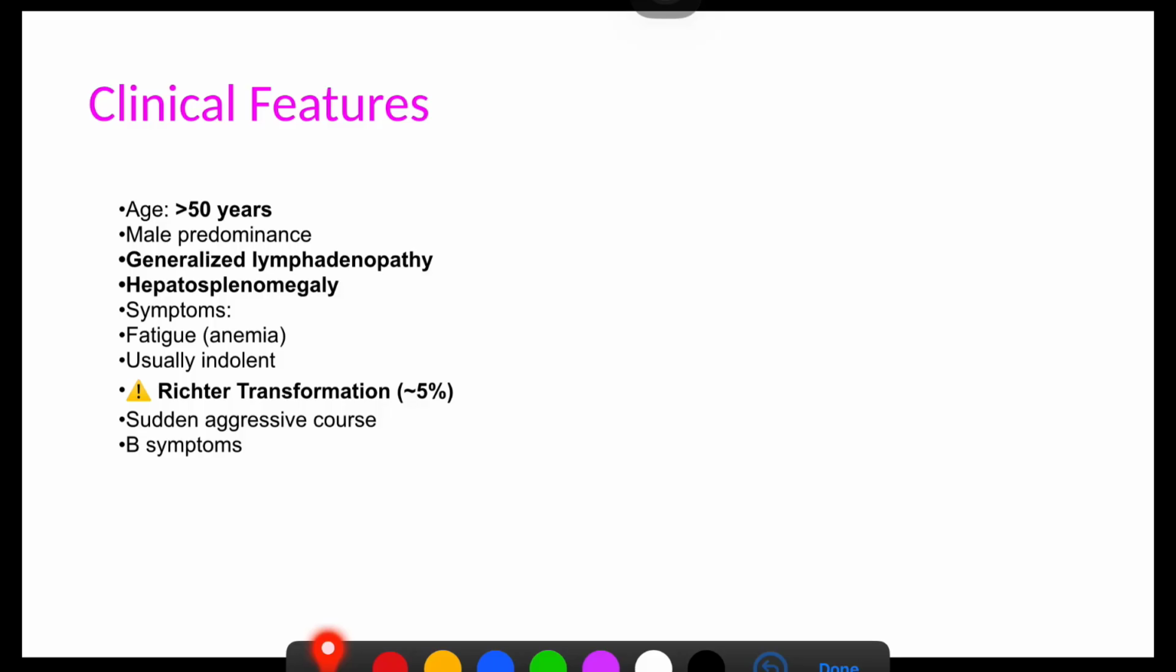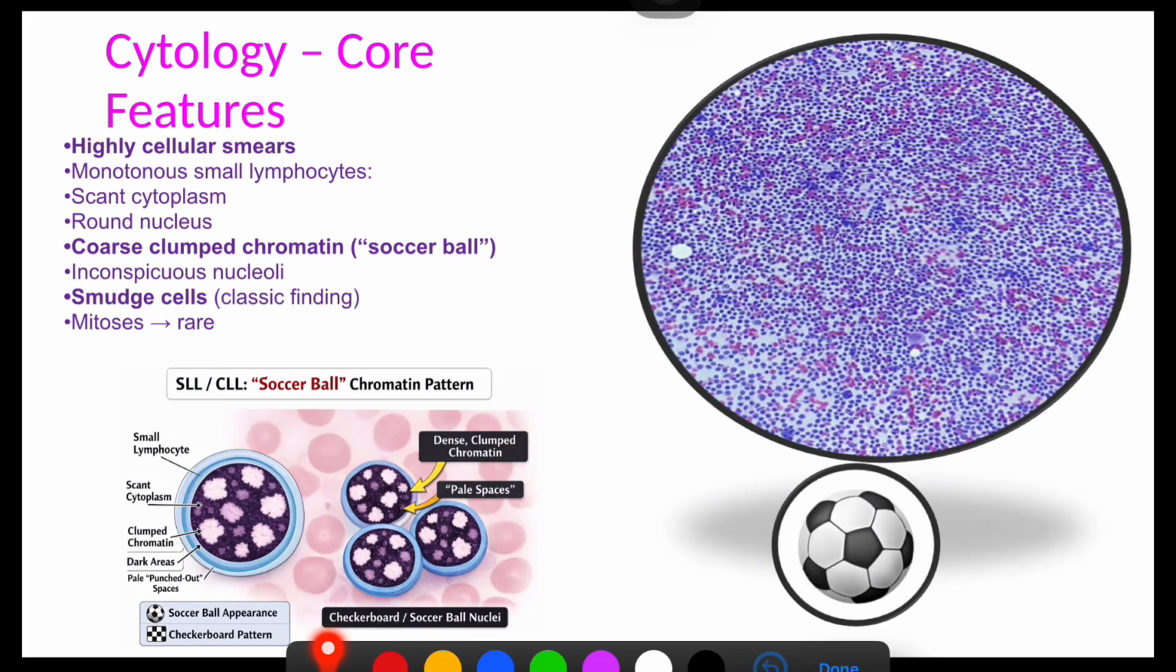Now, clinically, it mostly presents in old age patients, with male predominance, generalized lymphadenopathy, and hepatosplenomegaly. Symptoms include fatigue, anemia, and Richter transformation in 5% of cases, where there is a sudden aggressive course and B symptoms present. So, core features include a highly cellular smear showing monotonous small lymphocytes, scant cytoplasm, round nucleus, and coarse clumped chromatin, which is called soccer ball or checkerboard appearance.